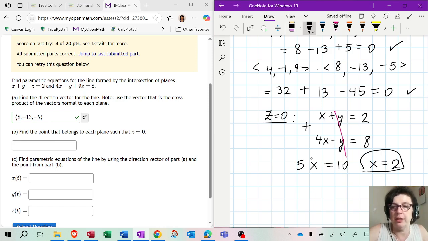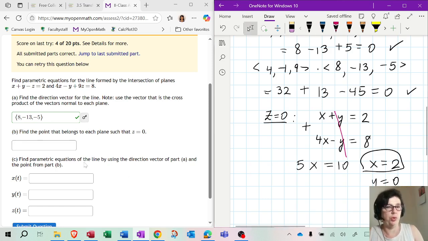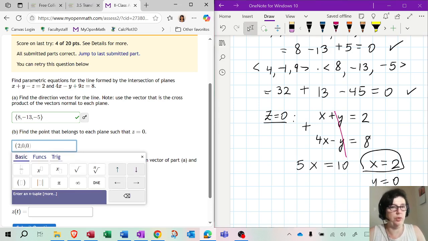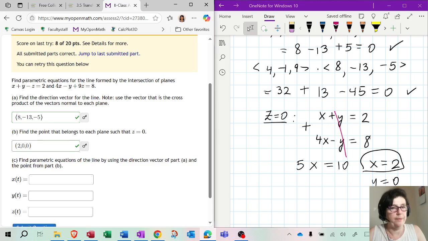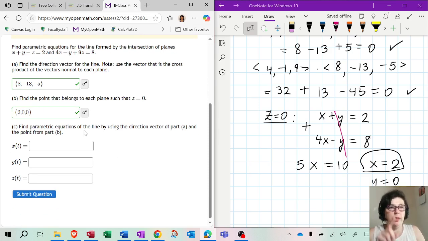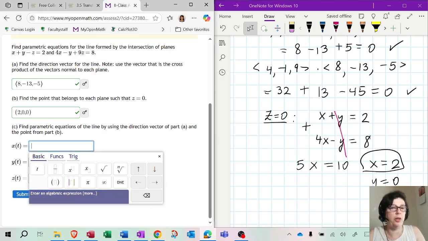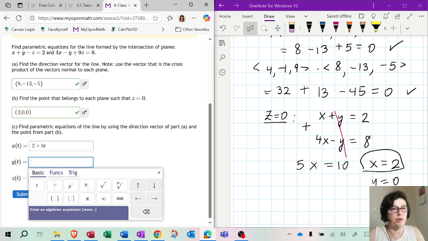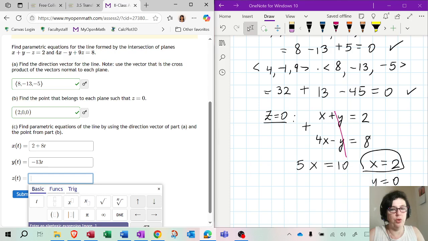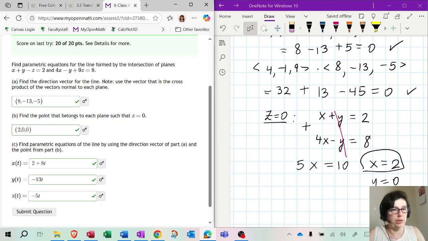Because x plus y equals 2, that tells me y equals 0, and z is also 0 because that's how we found the intersection. So the point is 2, 0, 0. Then we use that point and that vector to come up with the parametric equations. They're not unique, since you could have chosen a different point and a different vector, but this code only accepts one, unfortunately. So you have x equals 2 plus 8t, y equals 0 minus 13t, and z equals 0 minus 5t. So that's it. Let's see if that's right. Yep.